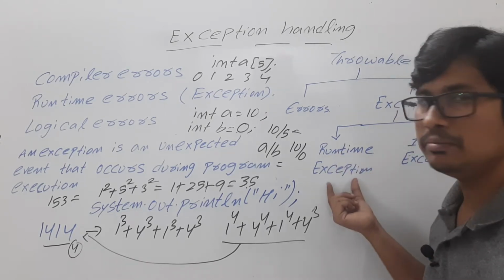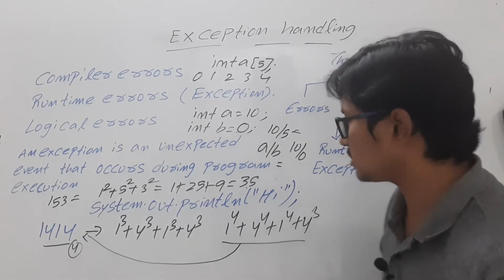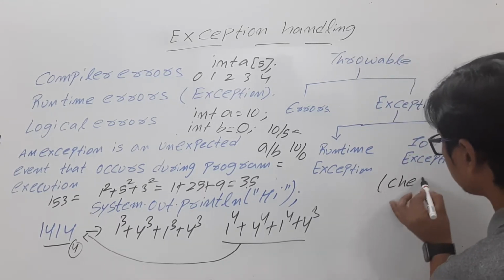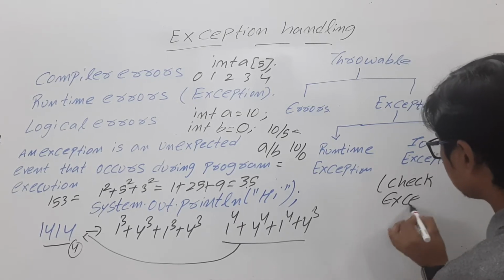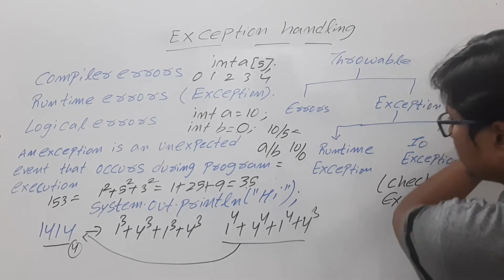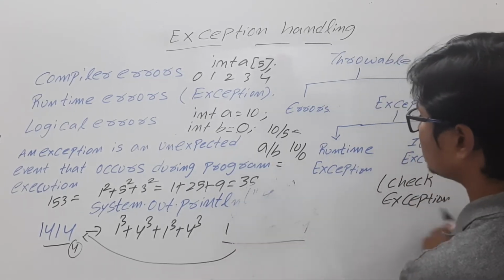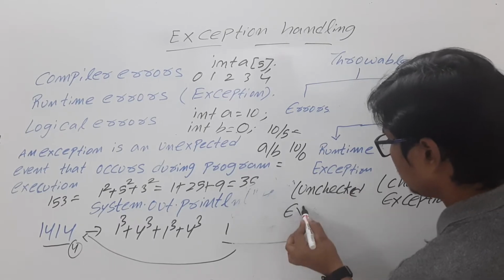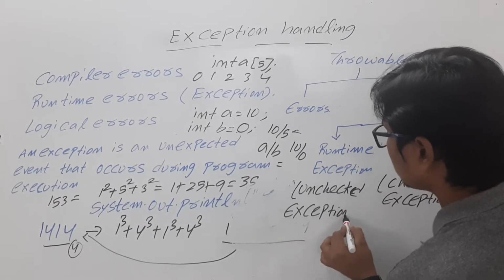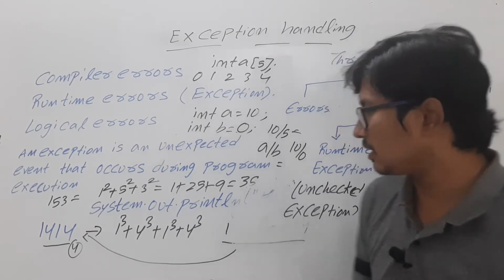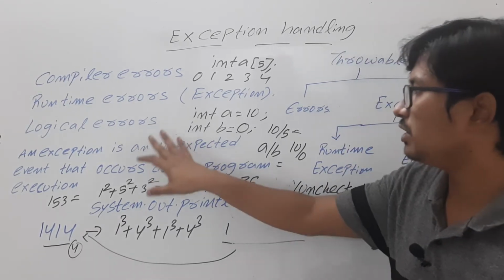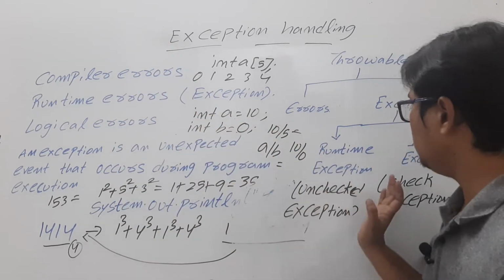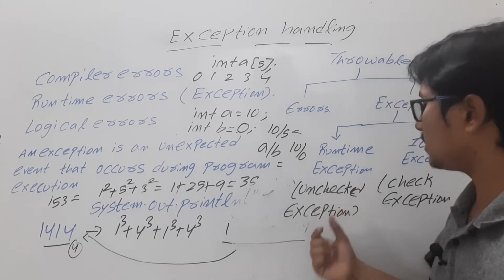One is RuntimeException and another one is IOException. The IOException can even be called a checked exception, whereas RuntimeException we will call an unchecked exception. So normally exceptions are of two types: one is checked exception and another one is unchecked exception. I will erase this one so that I can use this place to discuss in detail the checked exception and the unchecked exception.